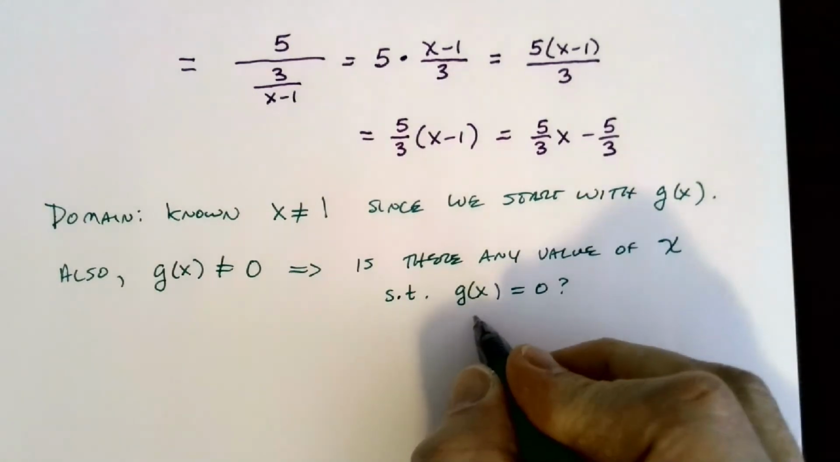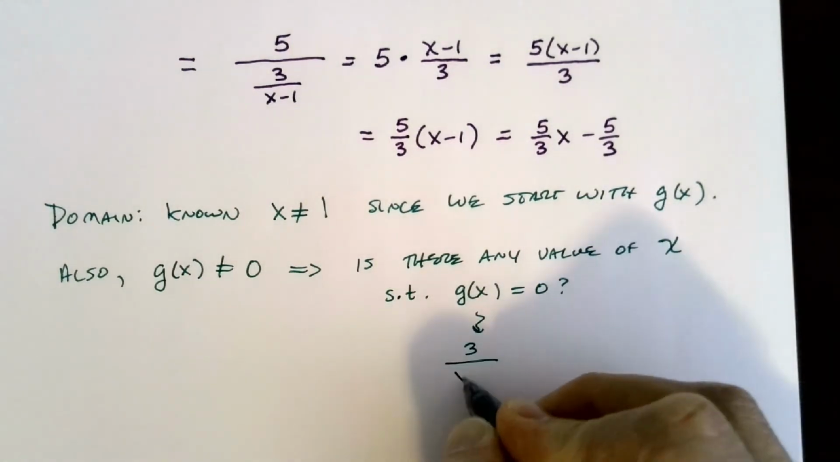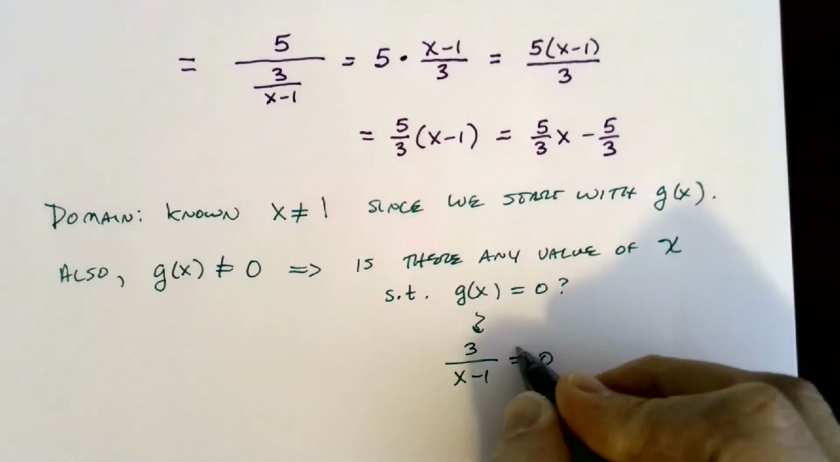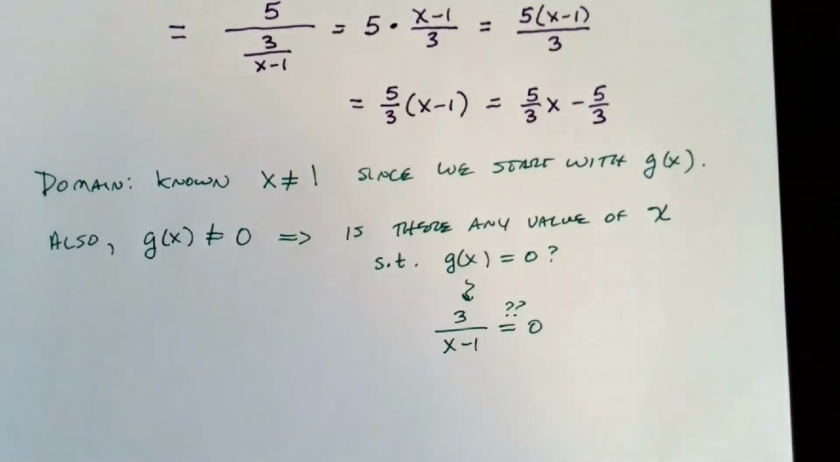Well, think about it. g of x again is what? 3 divided by x minus 1. Can that ever equal 0? Can I ever divide 3 by anything and get 0? Somebody says, oh yeah, if x is 1, that'll work. Really? If x is 1, I've got 3 divided by 0. 3 divided by 0 is undefined. 3 divided by 0 is not equal to 0. Okay? So is there any way to get 0 when you divide into 3? Answer, no.